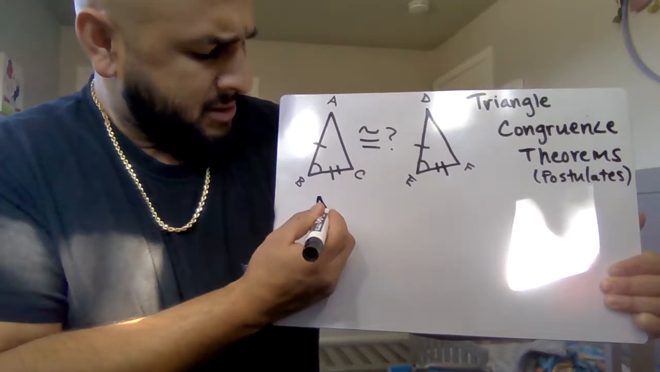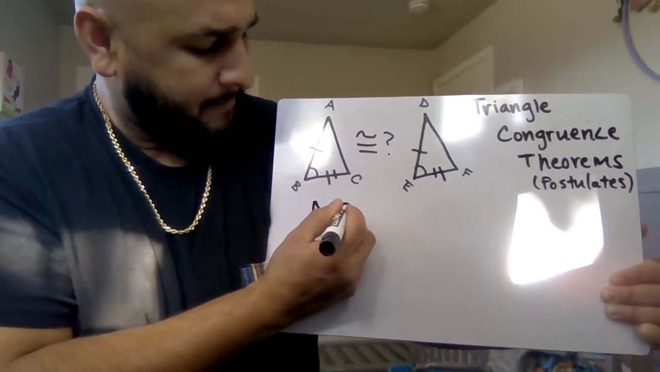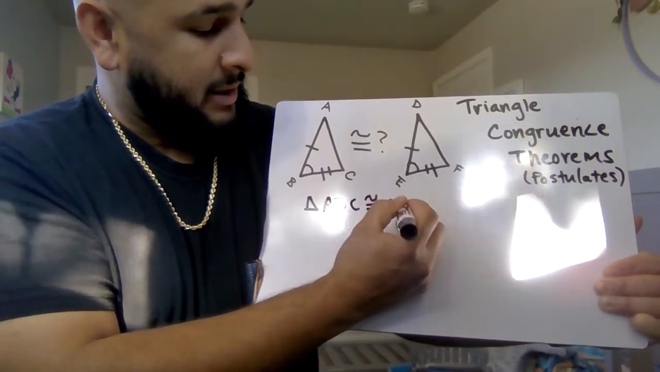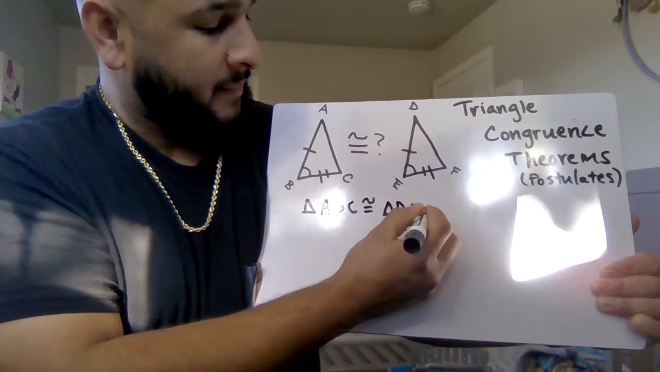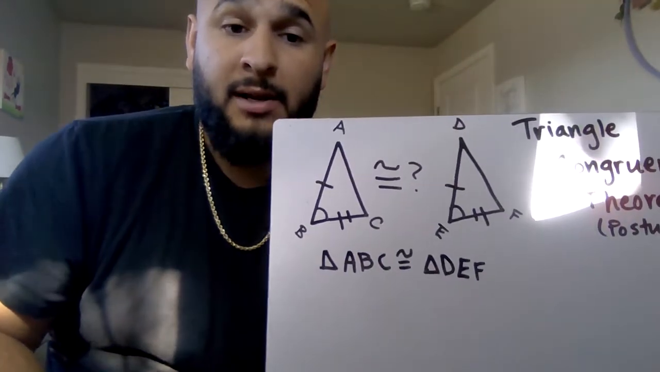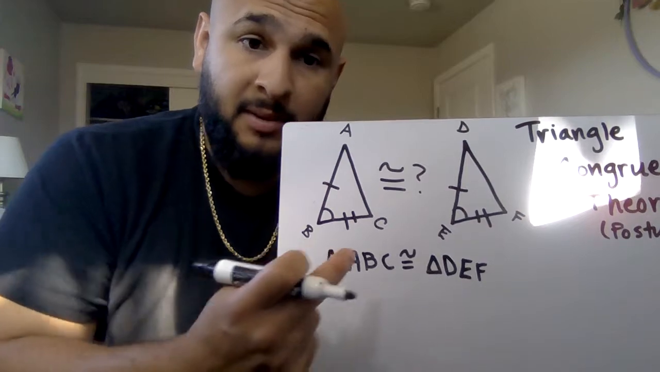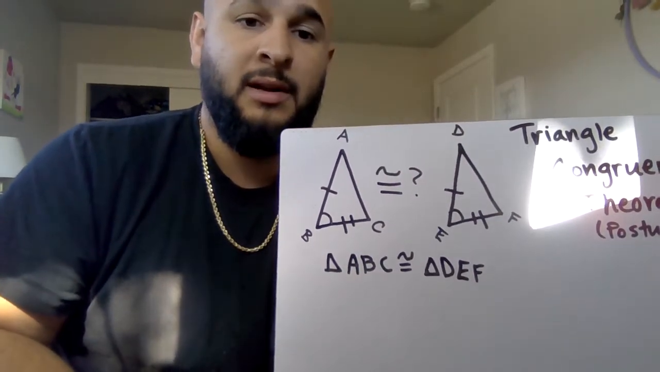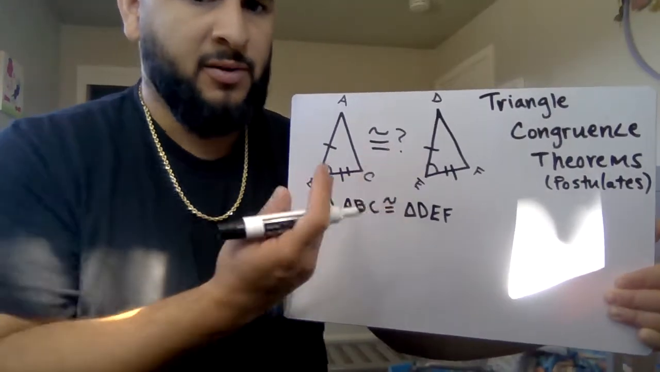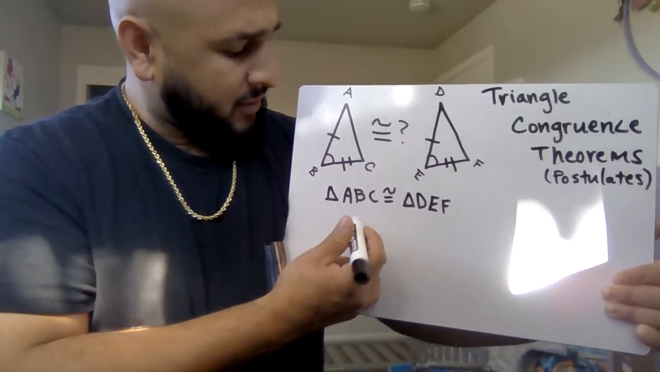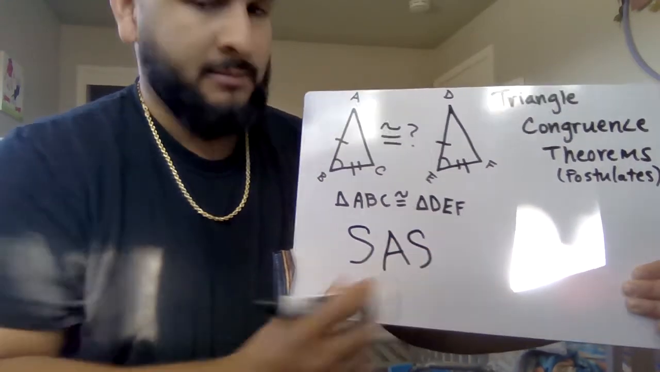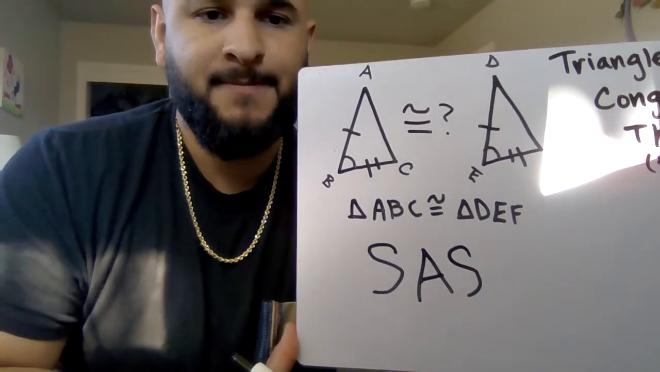So I can put triangle ABC is congruent to triangle DEF. And the order of the letters does matter. If I named it A, B, C, then this one I have to name D, E, F in the same spot, same order. And how did I know that those two triangles were congruent? Because of the theorem side, angle, side. SAS. Okay, let's go to another one.